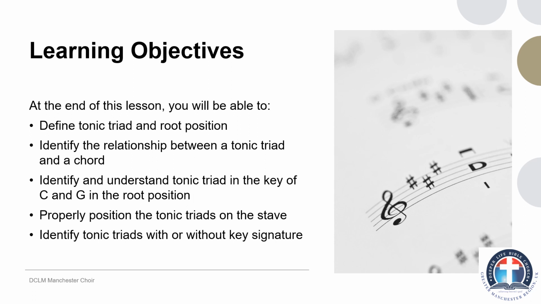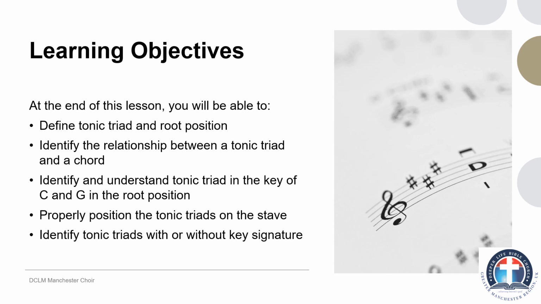That's one thing that's very important when you're learning the theory of music. You want to ensure that you're able to properly draw out your notes on the lines and the spaces. Where you're supposed to draw on the line, you're not drawing in the space, because each space and each line has a meaning. So you want to know how to properly position the tonic triads on the stave.